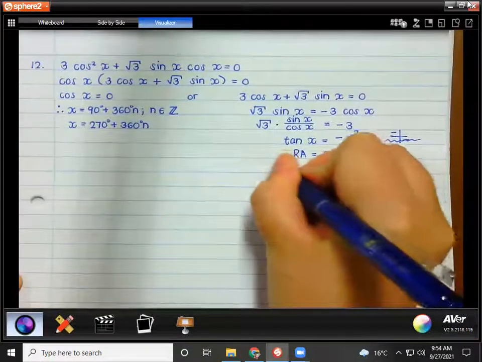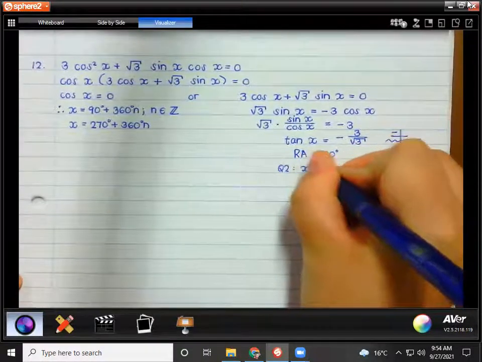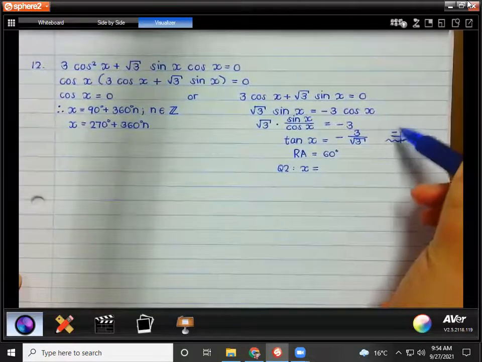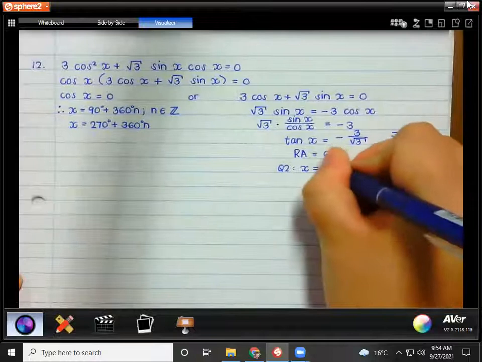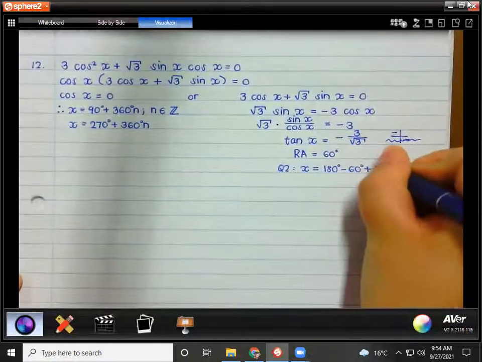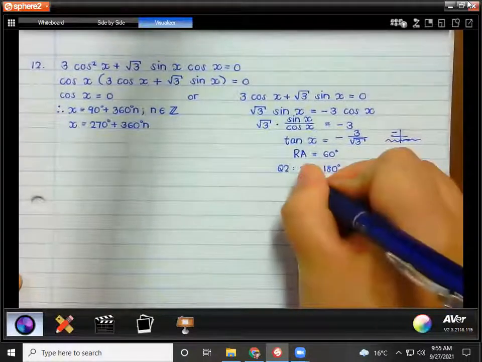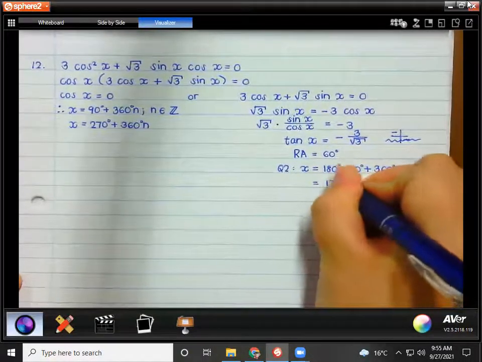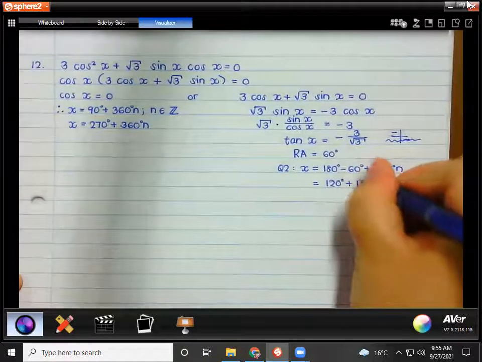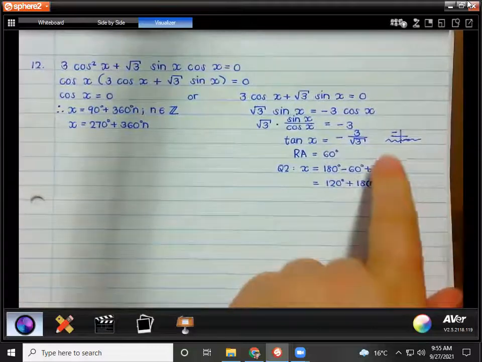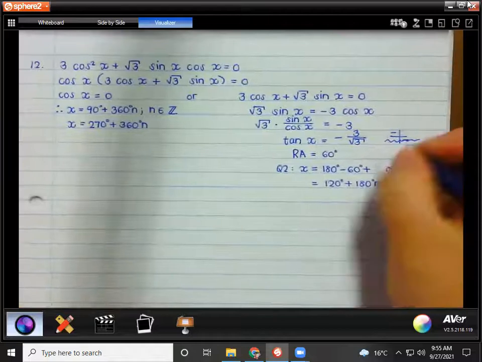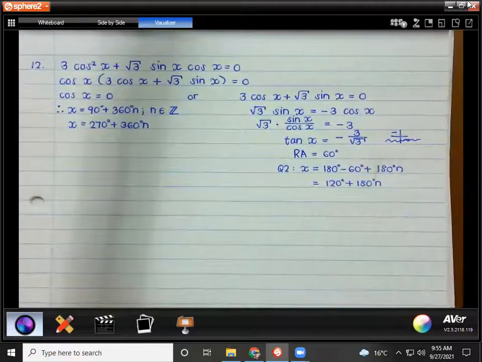So then for our quadrant 2 solution, we're going to say x is equal to, what do we do with the reference angle in the second quadrant? 180 minus. 180 minus 60 plus 360n, which is then just 120. Oh, sorry, yes, 180, thank you. Plus 180n, my bad. There we go.